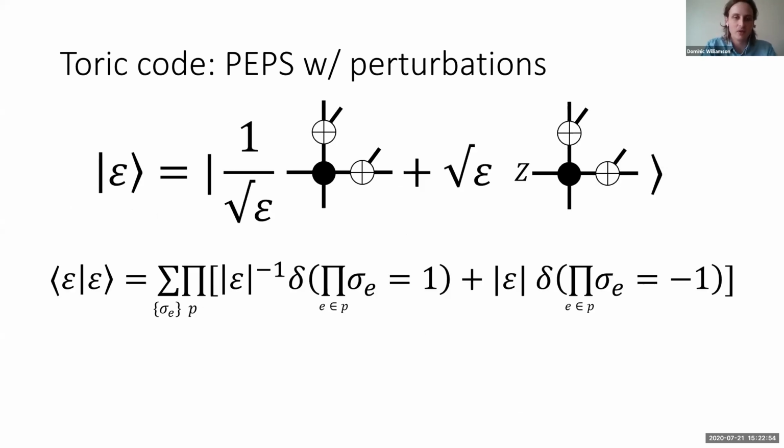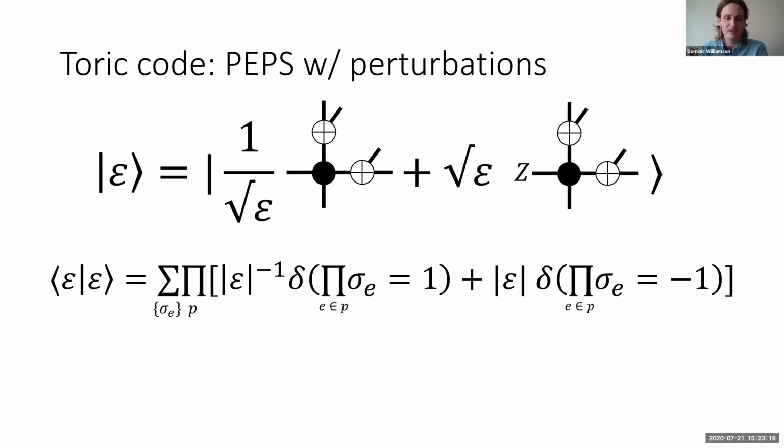Okay, so if you look at the first term here, up to this absolute value of epsilon inverse, which is coming from a normalization, and the fact that one is a bra and one is a ket, so you'll be conjugating, so you get a real number. The first term is basically the same as the Hamiltonian before. You just have this delta condition in every plaquette that the product of these spins is 1.